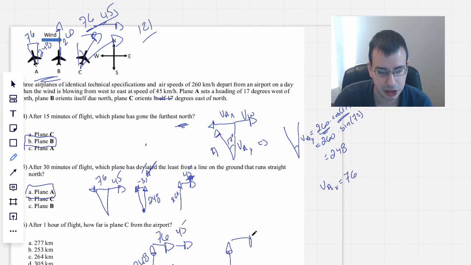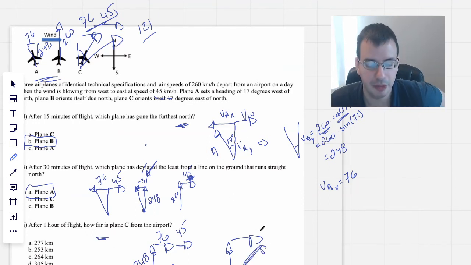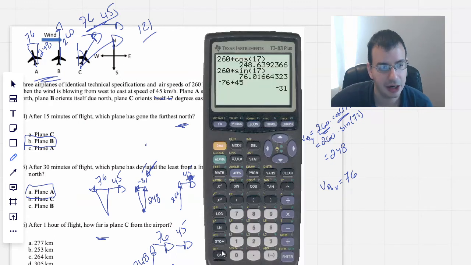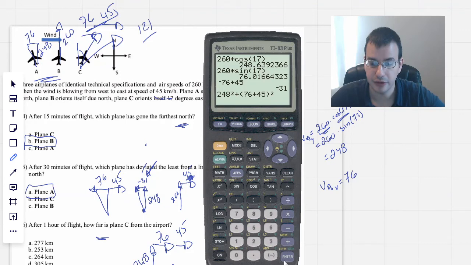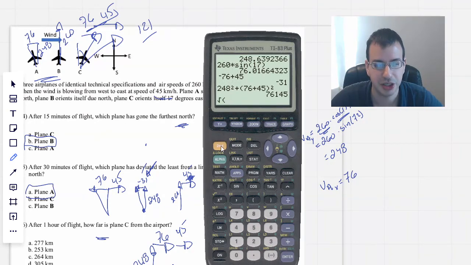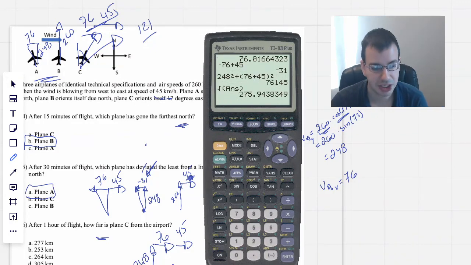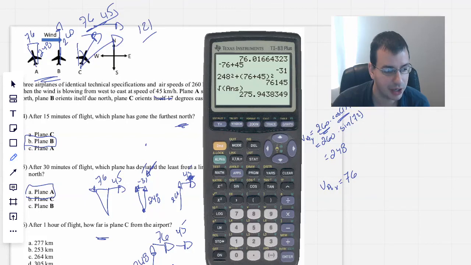So when we look at this, we're looking for the total distance, how far from the airport. So this will be 248. This will be 76 plus 45. And the way I'm going to do this on my calculator is I'm going to do 248 squared plus quantity 76 plus 45 quantity squared. This will give us the square of the hypotenuse. Now we'll square root that answer, and we should get something bigger than both of them. So 275. Yeah, it seems reasonable. 275.9. Whoop.